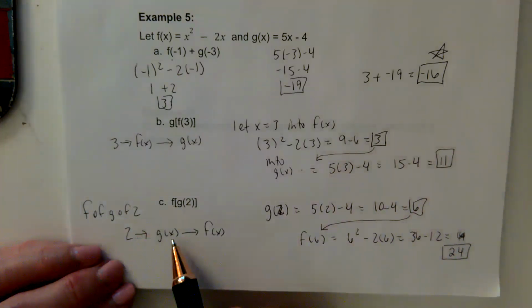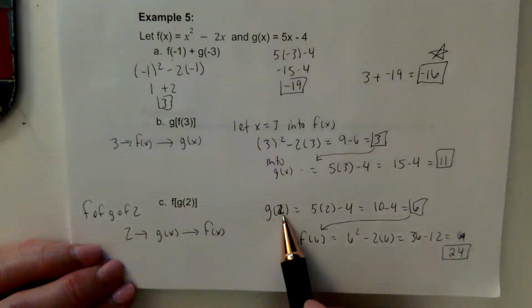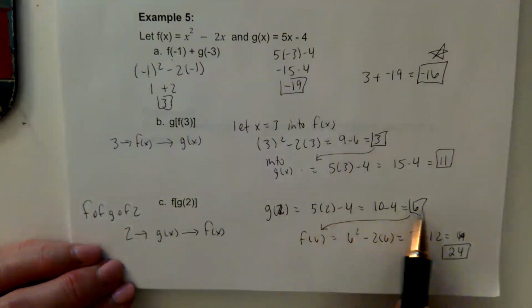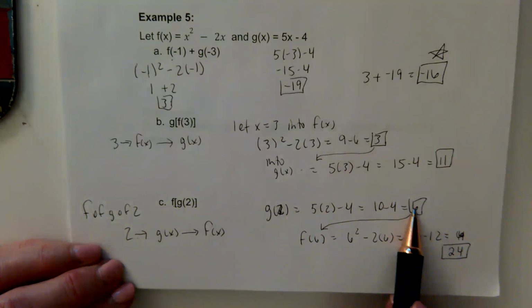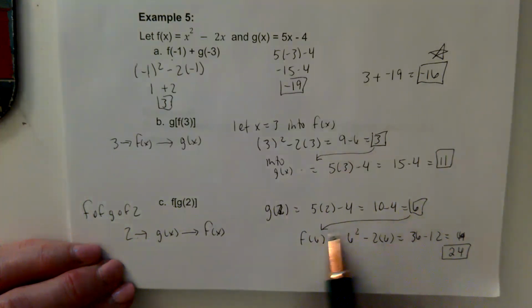So 2 goes into G. We did that up here. 2 is our input into G, and 6 came out. And then that result goes into F. So 6 goes into F.